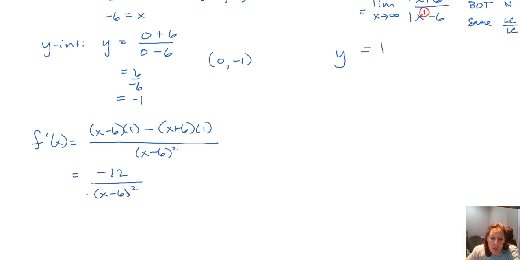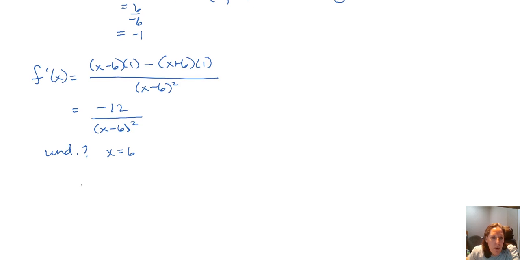That is our first derivative, and so we want to determine where this is undefined. It is undefined if x is equal to 6. That's already a point that we've noted as far as our domain. Our original function is not defined there as well because we have a vertical asymptote.